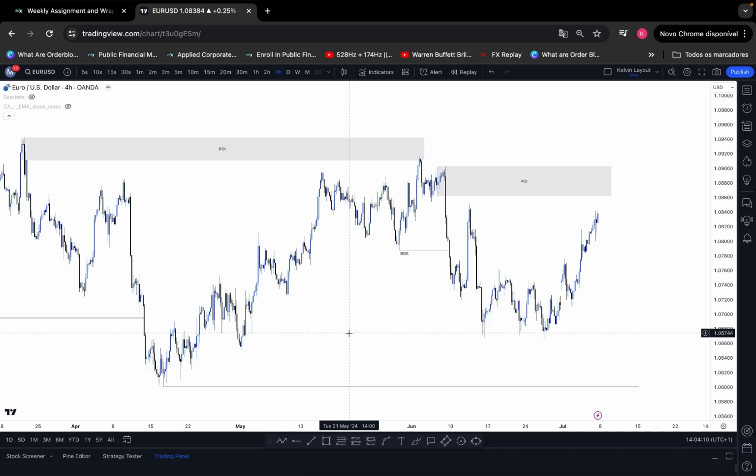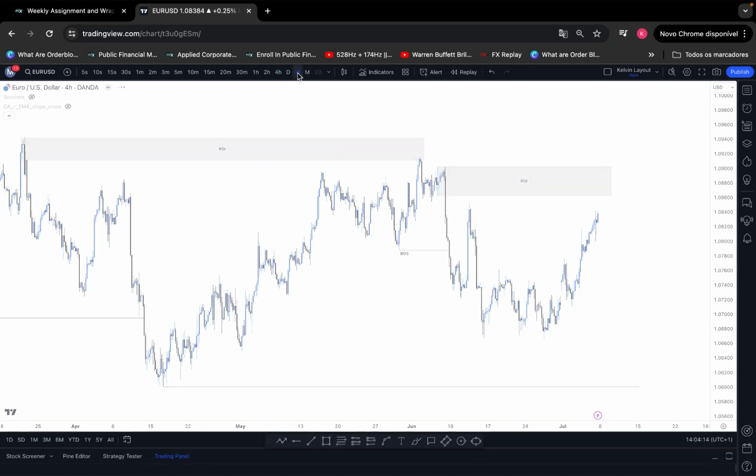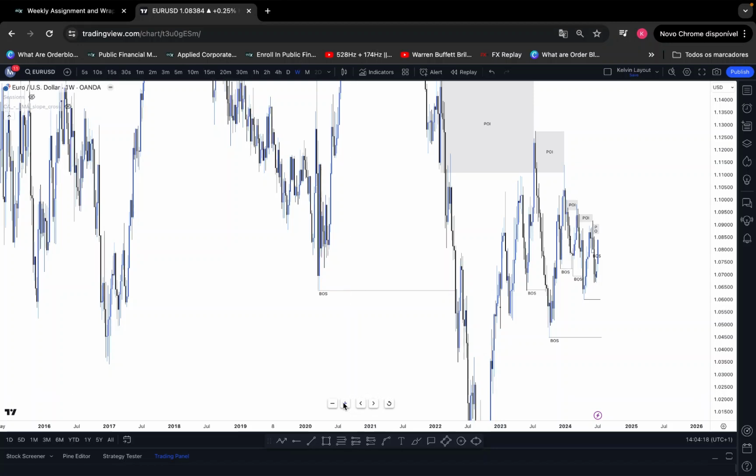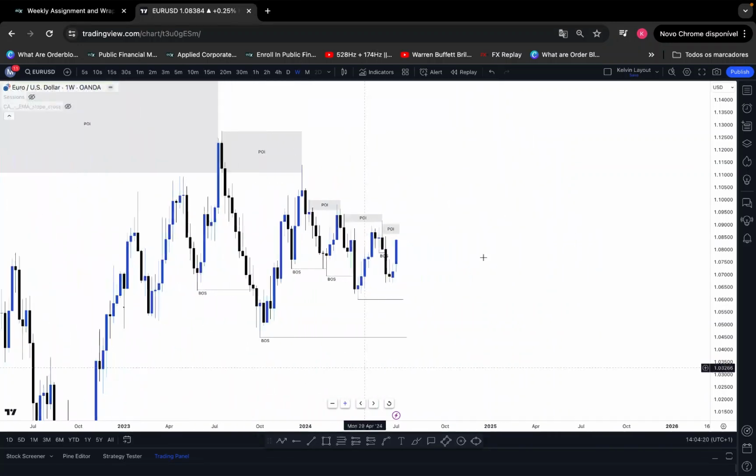So let's start with Euro USD. As we always do, I'm going to start from the weekly time frame. Quickly, just looking at the weekly time frame, we can clearly see we had this nice weekly change of character to the downside. Price came back, mitigated the supply zone, and now we expected to see that bearish continuation all the way down to take out the weekly previous low. That's just as simple as that.